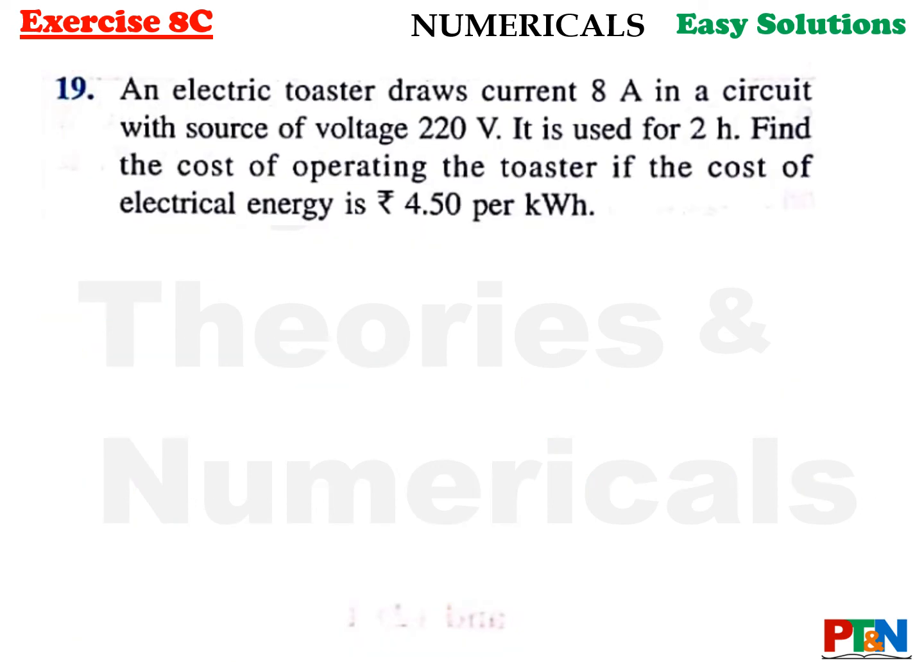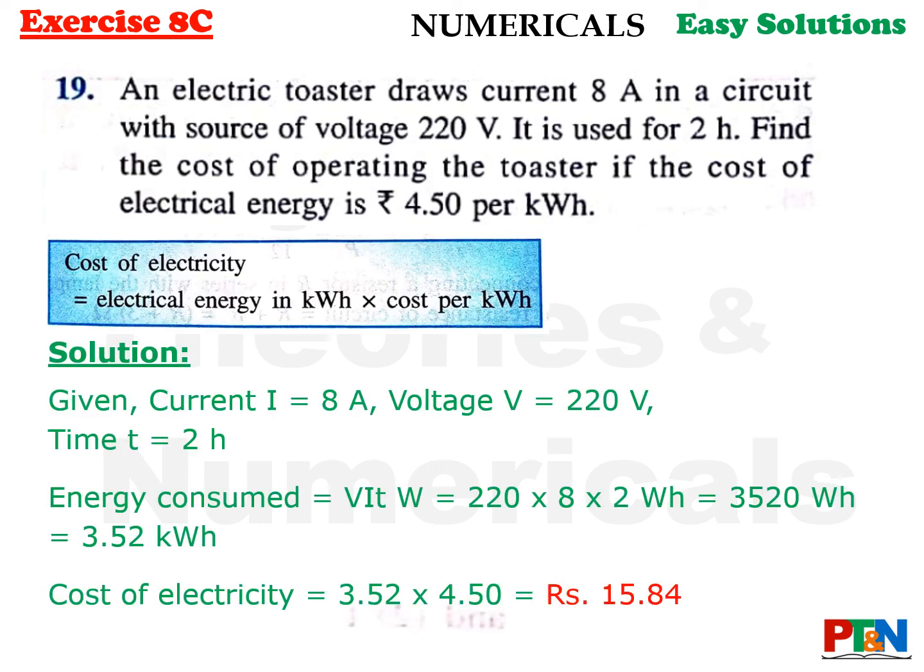Next numerical. An electric toaster draws 8 ampere in a circuit with source voltage 220 volt. It is used for 2 hours. Find the cost of operating the toaster if the cost of electricity is given. Again, simplest. Put the values, calculate. Simple multiplication, nothing in it. You need to pick up the right formula, put the values, do the calculation.